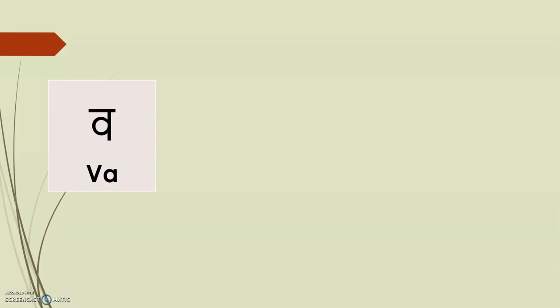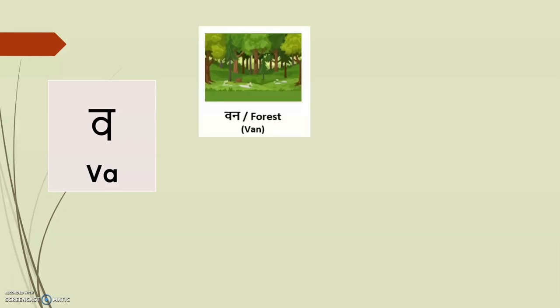The next letter that we see here is V. It is V. In the first picture, we can see a forest. Forest in Hindi is called Van. It is called Van.